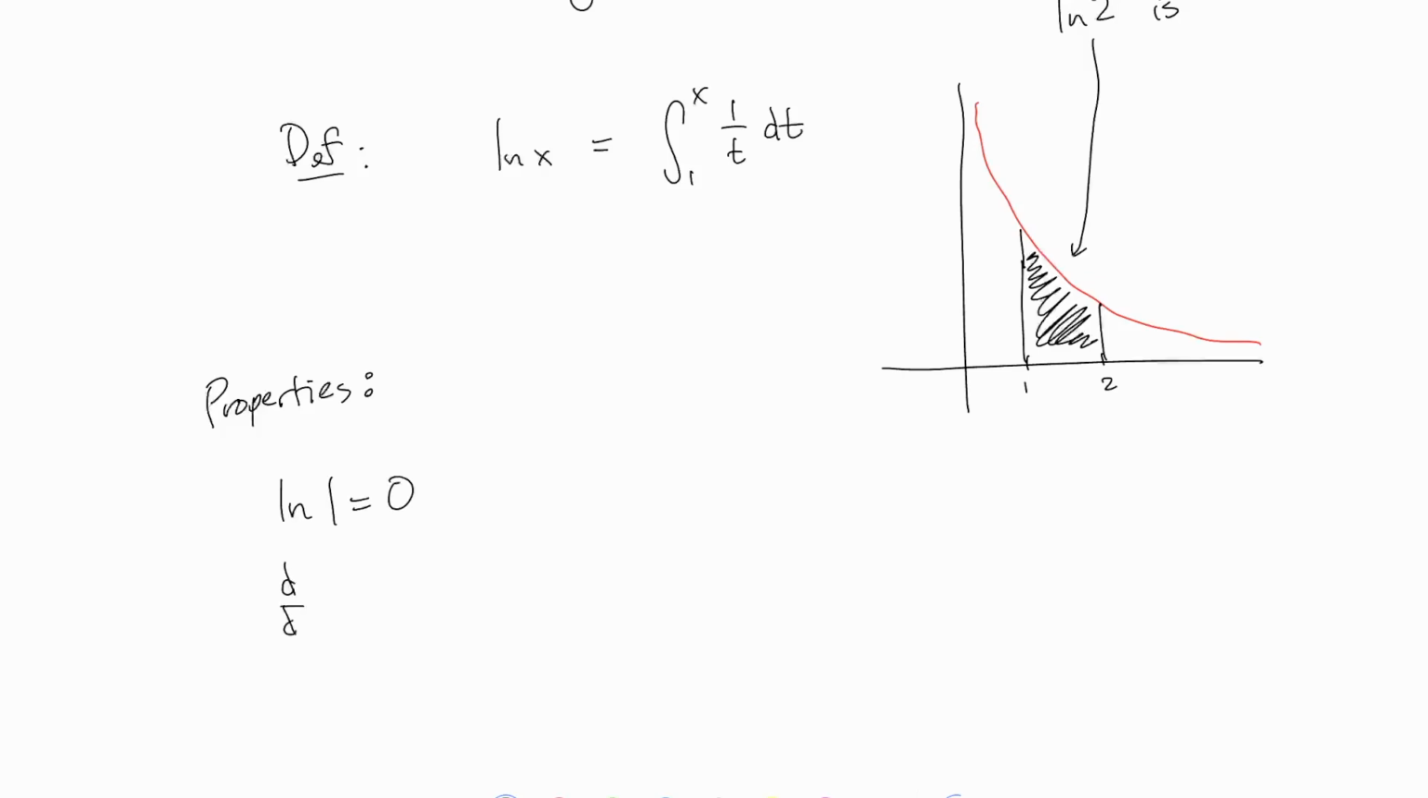There was also the derivative of ln x is 1 over x. These things you absolutely should know. I would say memorize them, but I hope that you already know these things anyway. There was this property: multiplication inside of a log is the same as addition outside of the log. And then a similar one with quotients, natural log of a over b is ln a minus ln b.